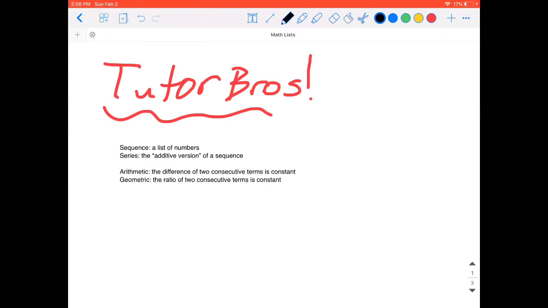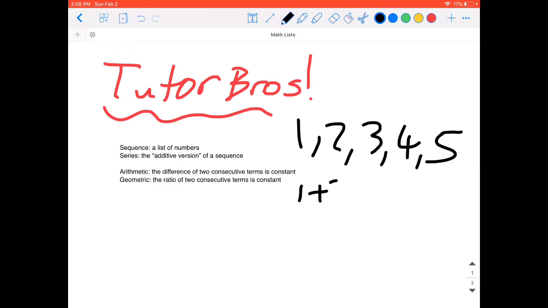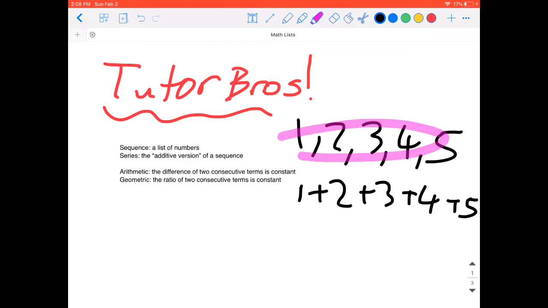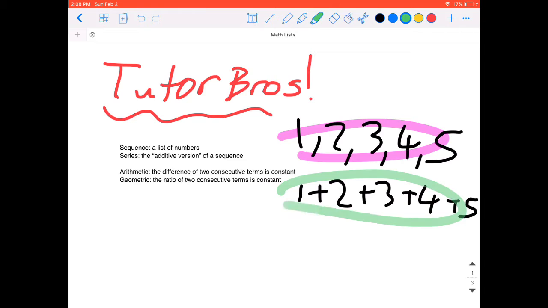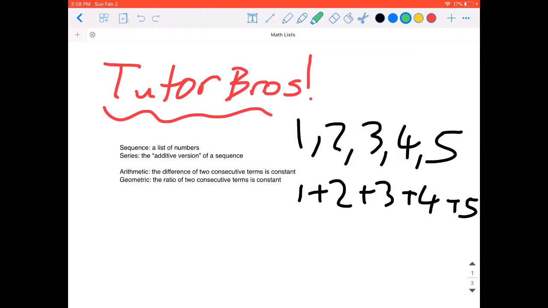So today we're going to be covering sequences and series. A sequence is simply a list of numbers, such as 1, 2, 3, 4, and 5. And a series is formed by just adding them up. Here, the part highlighted in pink is a sequence, while the part highlighted in green is a series. If a sequence or series has a specific number of terms, it's finite. If it continues forever, then it's infinite. So that's just the definitions.